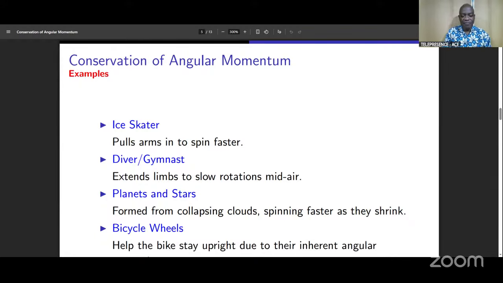When the ice skater pulls his or her arms in, okay, that reduces the moment of inertia, his moment of inertia. So he will now have to spin faster. That is, omega must increase because I has reduced, okay, and vice versa. If it causes I to increase, then omega must reduce to compensate. So this is what makes skating possible.